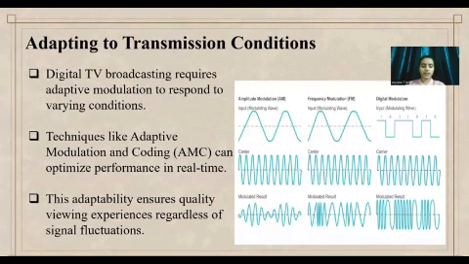Adapting to transmission conditions. Digital TV broadcasting may require adaptive modulation because there will be various conditions to which we need to respond. So it should require adaptive modulation and techniques like adaptive modulation and coding, which may be called AMC. It can also optimize the performance in real time. This adaptability ensures the quality of the viewing experience regardless of signal fluctuations.